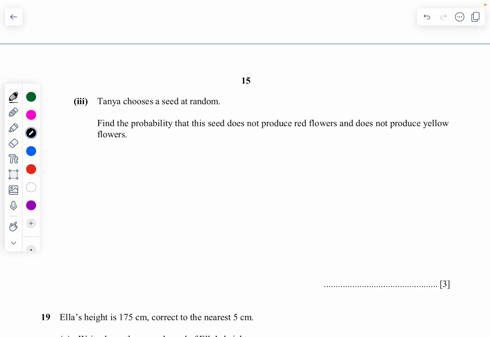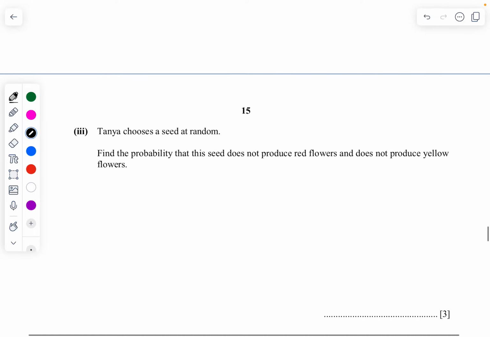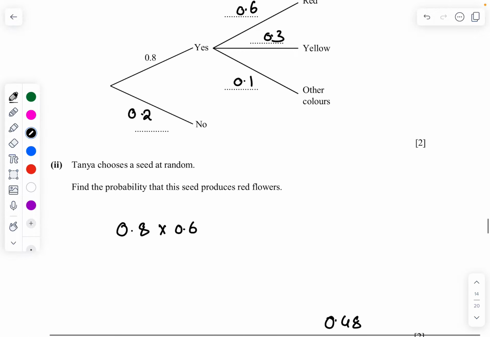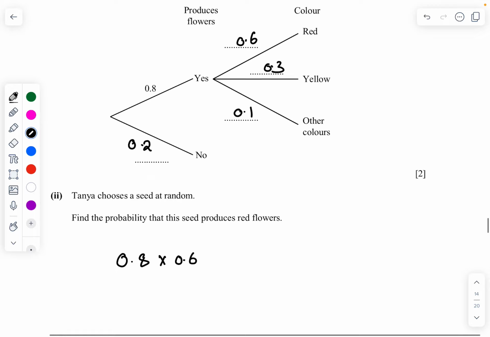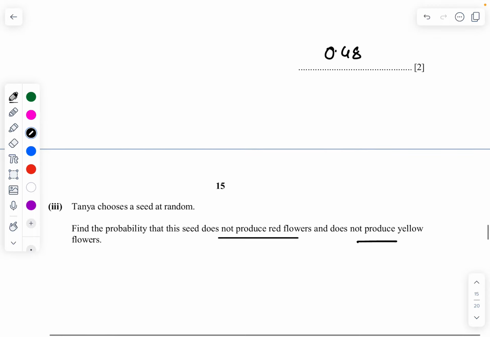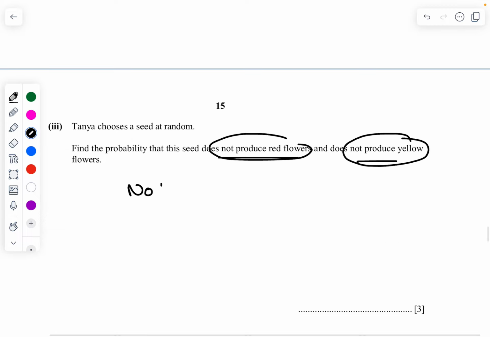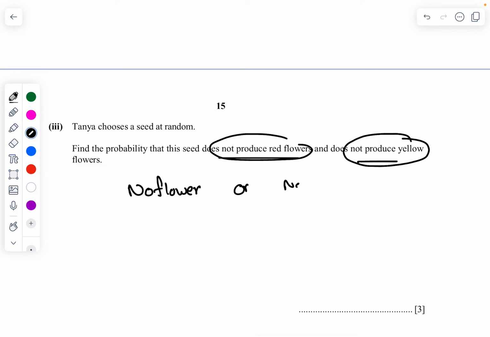Tanya chooses a seed at random. Find the probability that the seed does not produce red flowers and does not produce yellow flowers. So it does not produce red flowers and it does not produce yellow flowers. So first of all, no flower, or no red and no yellow.